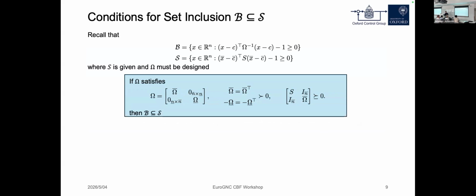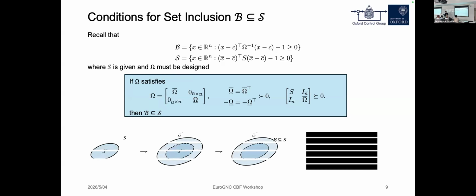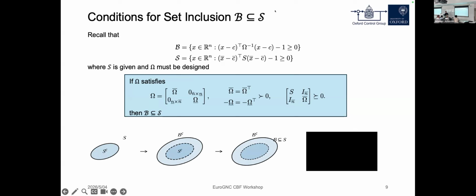So we say if omega satisfies this condition, for the first condition, we consider omega to be block diagonal over two matrices, omega overline and omega underline. They are both symmetric matrices. And if this condition holds, where S is a given matrix for the safety function over here and omega overline is something you need to design, we can argue that B is a subset of this S.